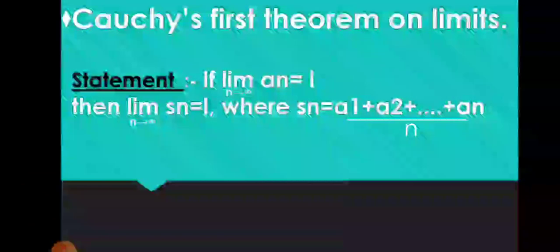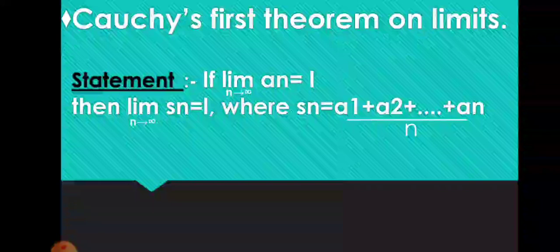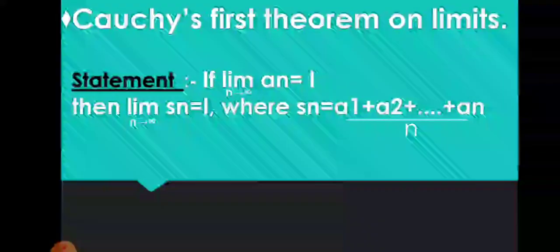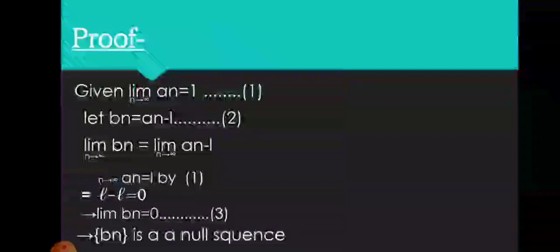If a_n is a sequence which is convergent, meaning if limit n tends to infinity of a_n is equal to L, then another sequence S_n will also converge to the same limit L, where S_n is equal to (a1 plus a2 plus up to an) upon n. Okay, so this is the statement of Cauchy's first theorem. Now I am going to prove the theorem.